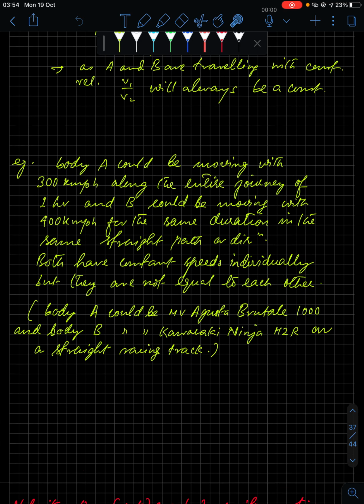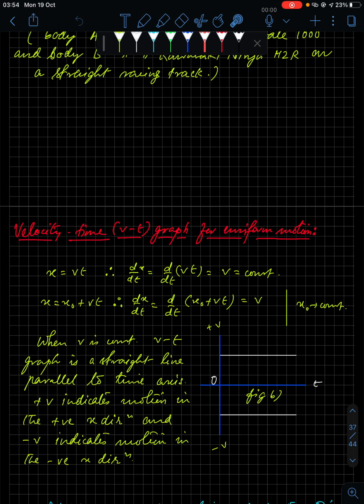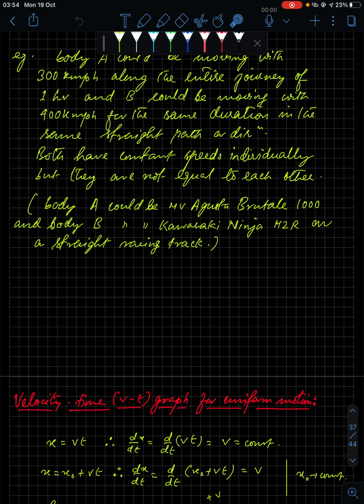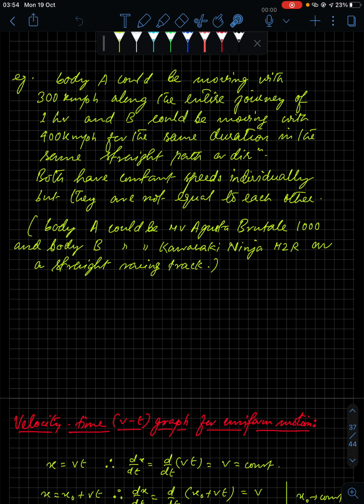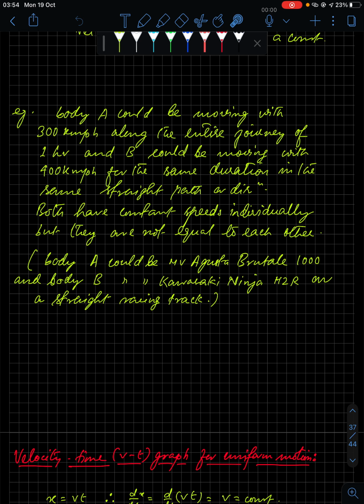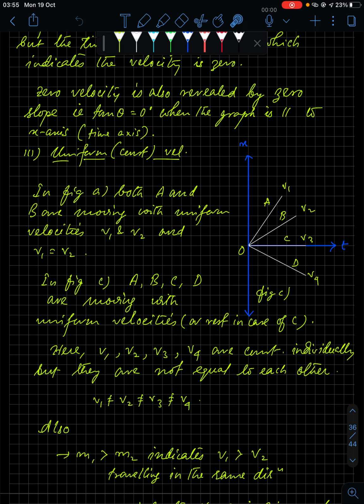So their slopes will be different, as in this case in the same graph you can consider, like body A will have greater slope, body B will have lesser slope, right? I often try to take the discussion of physics beyond the classroom or outside the classroom. Here I have used two speed values, like 300 kmph and 400 kmph. Did I say like body A is traveling with lesser speed and B is traveling with greater speed, right?